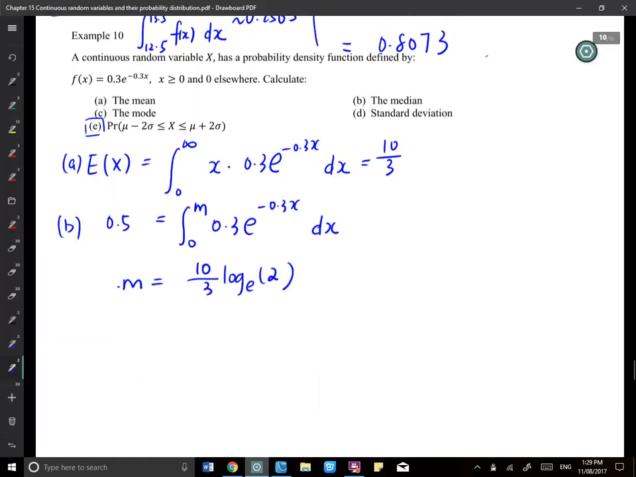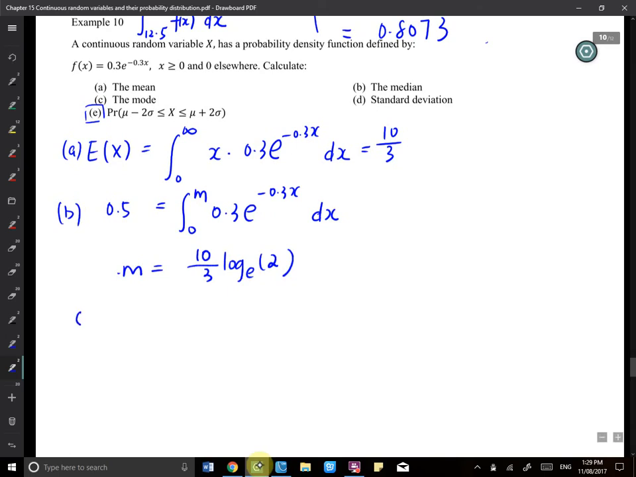That's B. C is the mode. Well, what is the mode? Do you remember what the mode is? Highest point. What do you think is the highest point in this question? Zero. It's a decreasing exponential function, something like that. You have zero here with a closed circle here, and that's the asymptote. So zero is the mode.